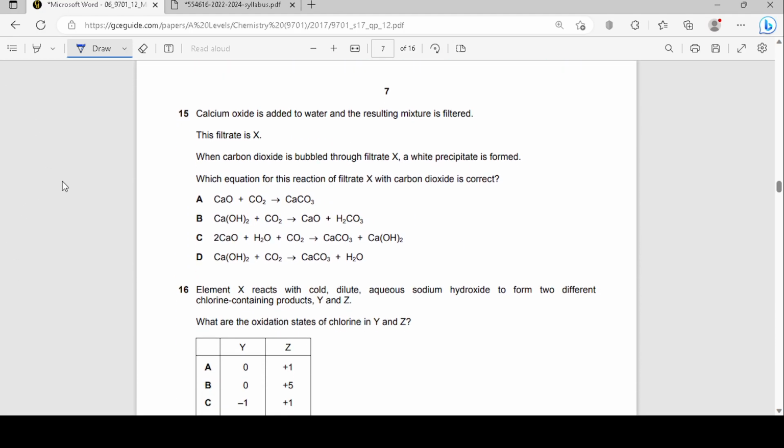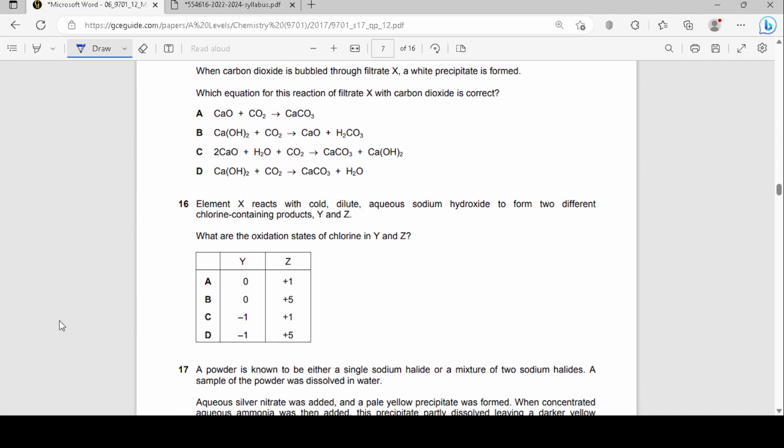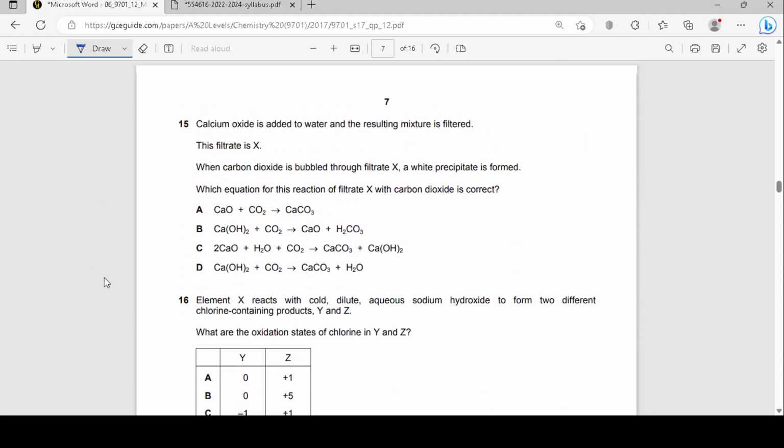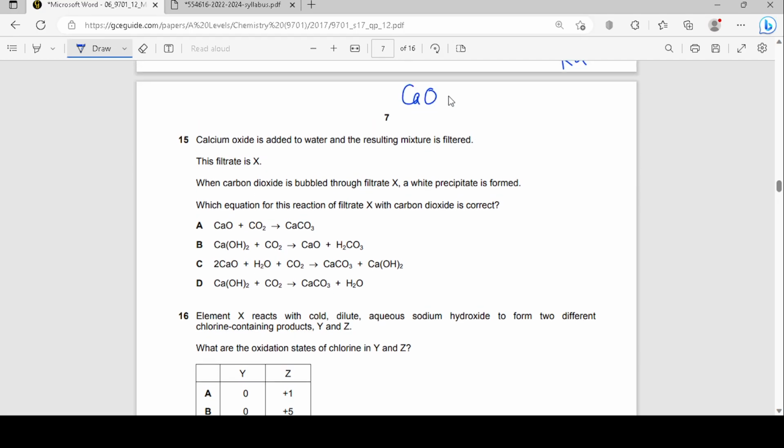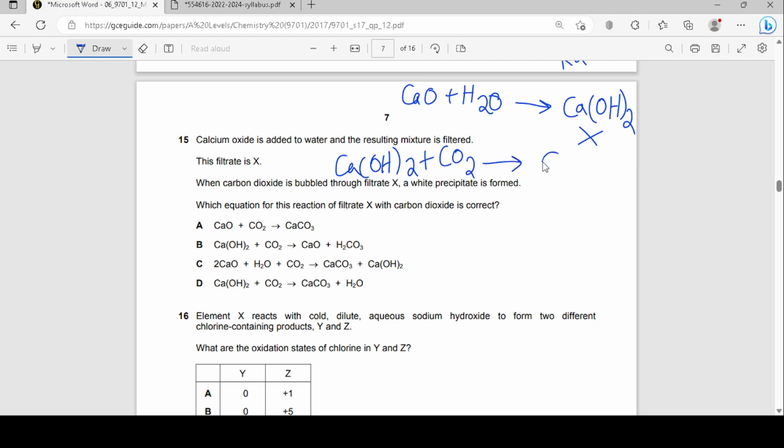Okay, so now question number 15. Calcium oxide is added to water and the resulting mixture is filtered. This filtrate is X. When carbon dioxide is bubbled through filtrate X, a white precipitate is formed. Now which equation for the reaction of filtrate X with carbon dioxide is correct? Okay, so let me see. Initially we have the reaction between CaO and H2O, right? So metal oxide plus water gives you a metal hydroxide. So CaO plus H2O should give you Ca(OH)2, and this filtrate is X, Ca(OH)2. Then Ca(OH)2 reacts with carbon dioxide, isn't it? So Ca(OH)2 plus CO2 gives you CaCO3 plus H2O. Those should be the most likely products.